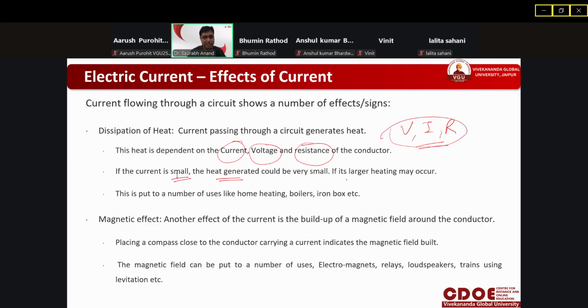And when it is larger, then heating may be there. It will start heating, and this is also an application. Application means heating elements. Boilers are using this dissipation. Iron, we use an iron, right? So in an iron, it is also an application. So somewhere it is an application, somewhere it is damage. There is an effect on the appliance.